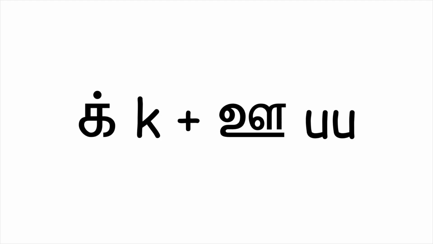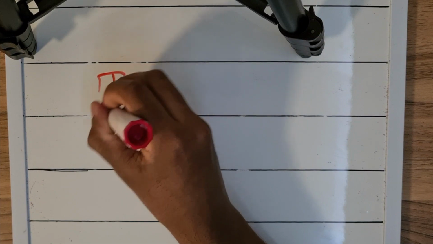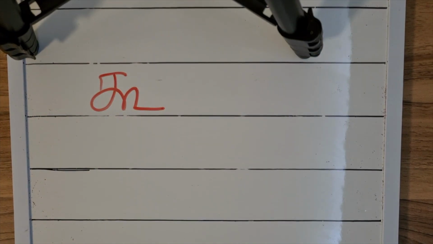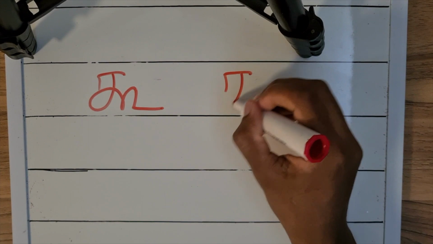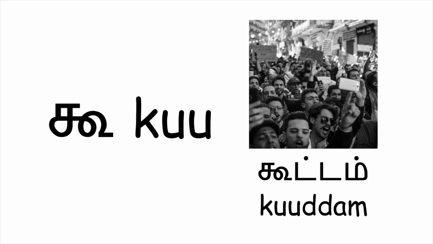This is the letter ku. It's formed from uk plus u. The consonant plus u combination letters also don't follow a pattern, but this is what ku looks like, and this is how you write it. An example word that starts with ku is kudam, which means crowd.